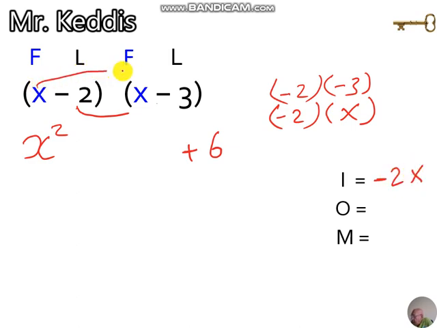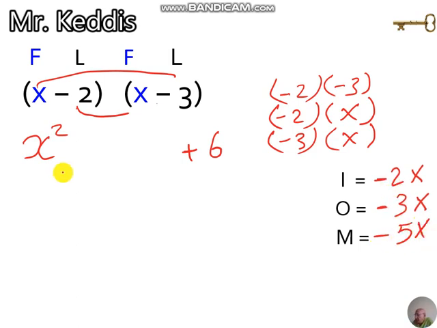I need to find the product of the outer terms, which is negative 3 times positive x. Negative times positive, I get negative 3x. No sign in front of x means the sign is positive. This is addition now. Both signs negative, the sign stays negative, and I add 2 plus 3 is 5. Means the middle term is negative 5x.